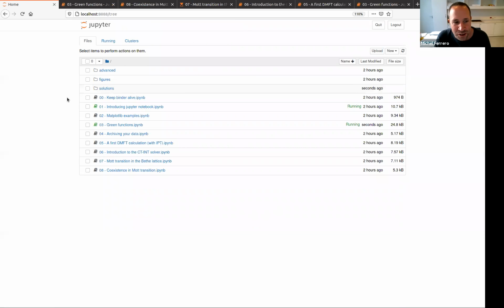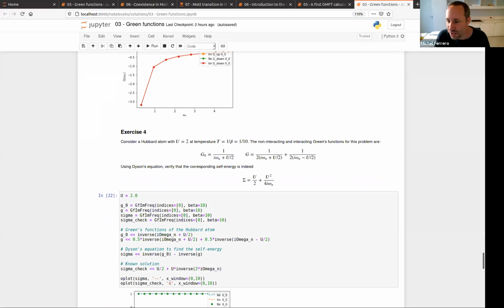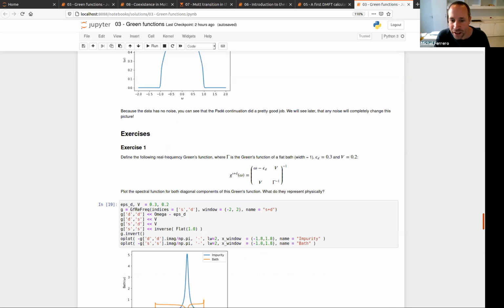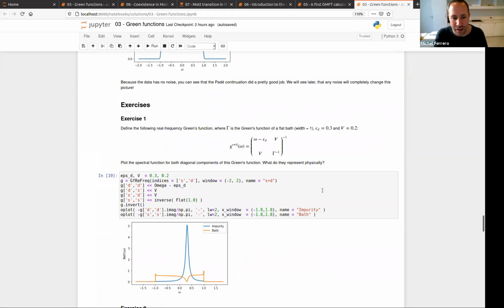So I'll maybe go through the solution of this notebook about green functions. I know you're all going at different speeds, so it's of course tough to follow what you're all doing. If you've been there before and are further in the notebooks, just continue working, no problems.